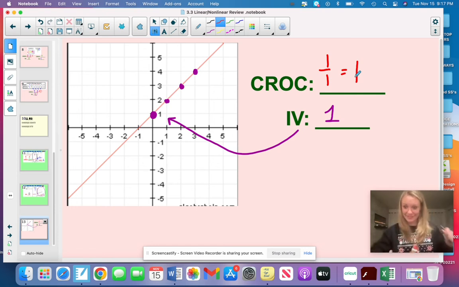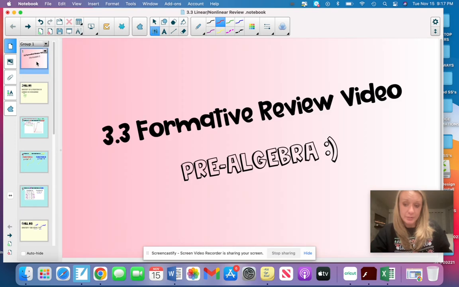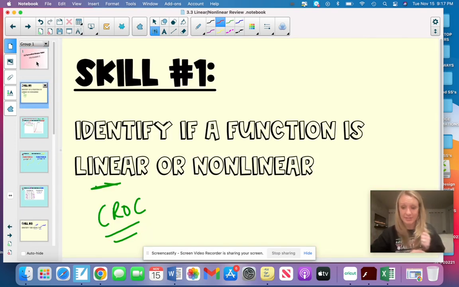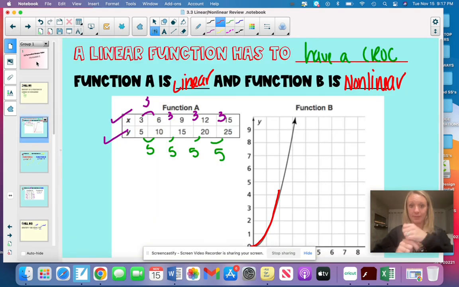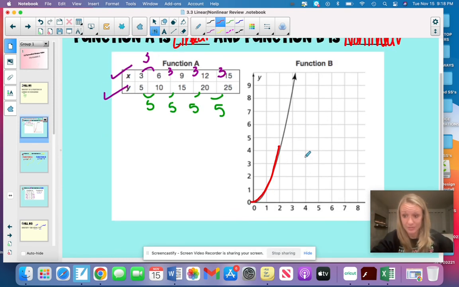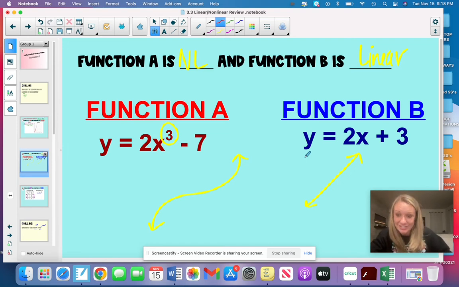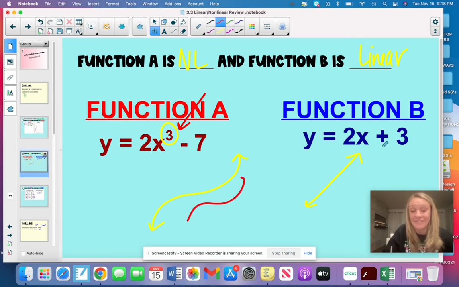Okay, let me do a really quick video recap. On your 3.3 formative, you have 3 skills to do. Your first skill is to identify if something's linear or nonlinear. When you're looking at a table, if your x's are going up or down consistently and your y's are consistent, it's linear. If you have a graph, if it's a straight line, it's linear. If it's not a straight line, it's not linear. When we're looking at equations, if it has an exponent, it's non-linear, because it's going to graph something whack like that.